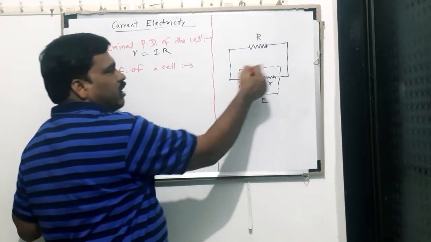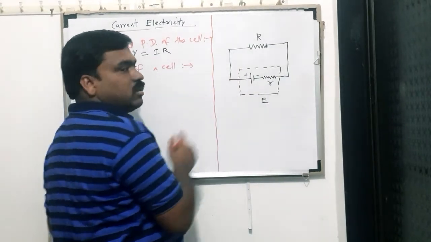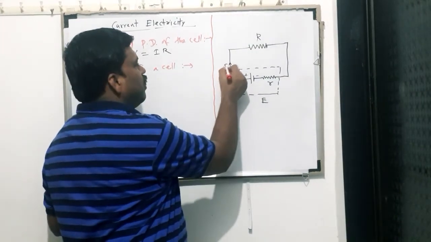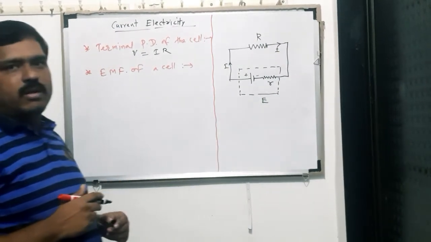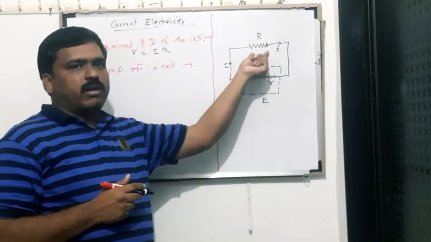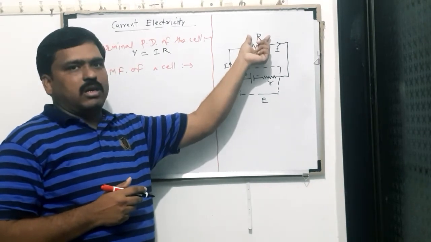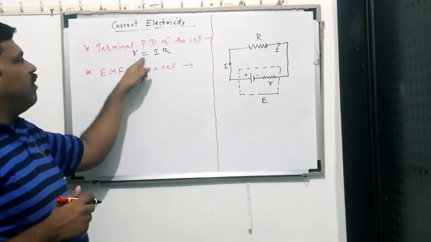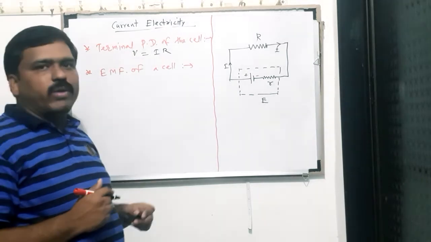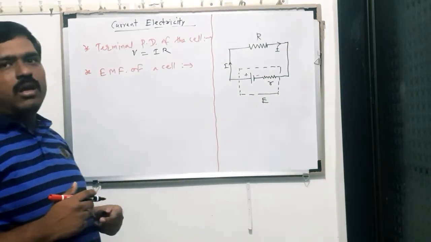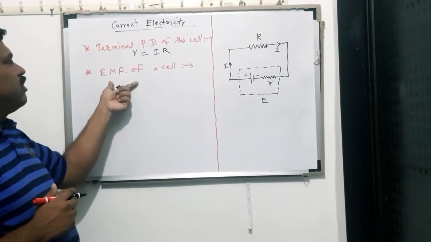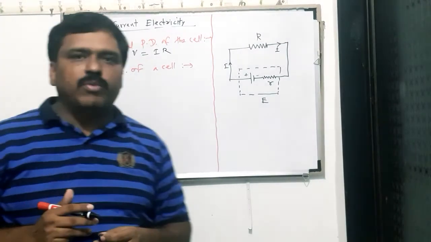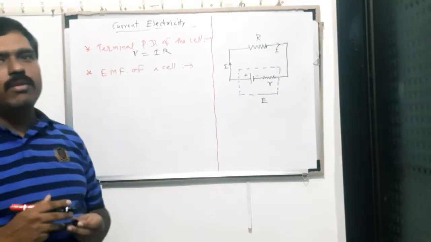आता या ठिकाणी हे जर क्लोज्ड सर्किट असेल, then this cell supplies a current I which flows through a resistance R. Therefore, PD across this resistor R is V is equal to I into R, where I is the current and R is the resistance of the resistor. Next definition is EMF of a cell.